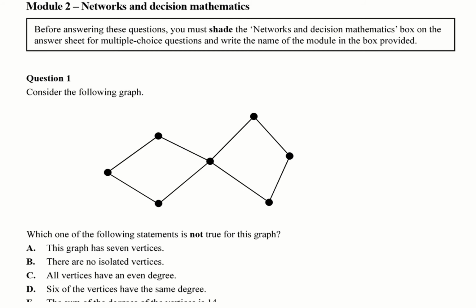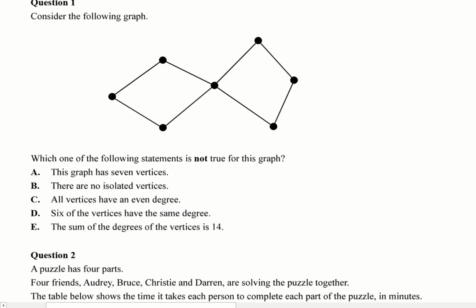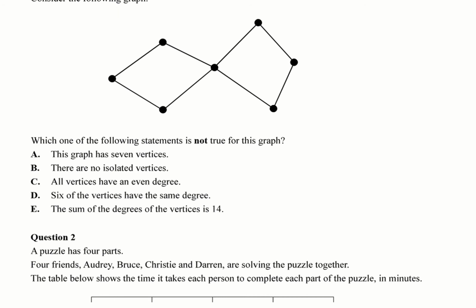So if we look at this graph, let's have a look. Which one of the following is not true? So how many vertices does it have? It has 1, 2, 3, 4, 5, 6, 7. All right, we know that that answer is wrong because there are 7 vertices.